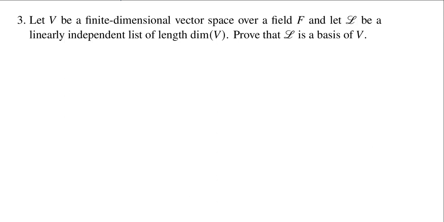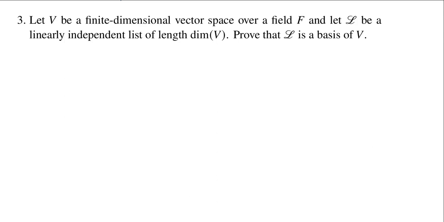In this problem, we start with a finite dimensional vector space, V, over a field F, and we're given a linearly independent list, L, whose length is the same as the dimension of the vector space. So we want to prove that this list is actually a basis. Being a basis means it's linearly independent, which we already have, but it also spans the space. So that's essentially what we're adding here: if we know the linearly independent list is long enough, then it spans the space. There are two main ingredients to this proof.